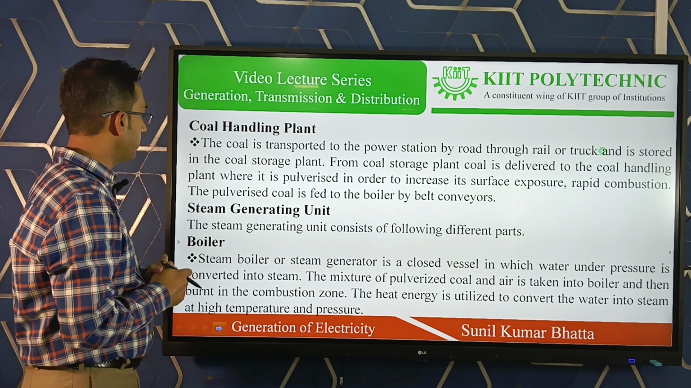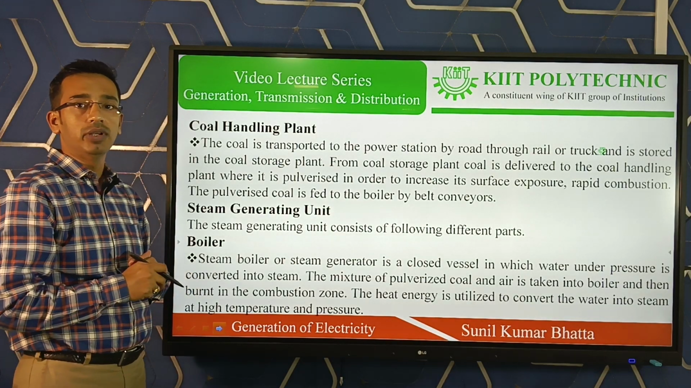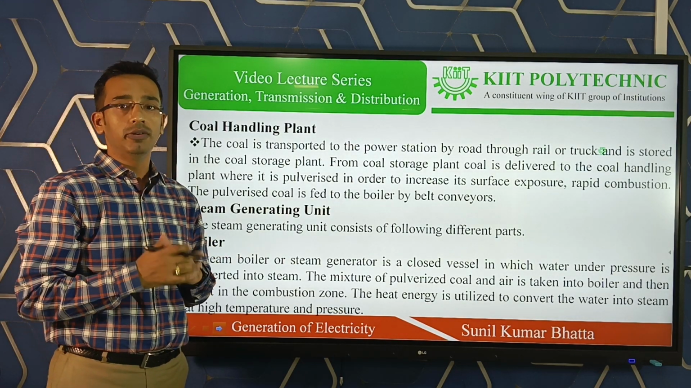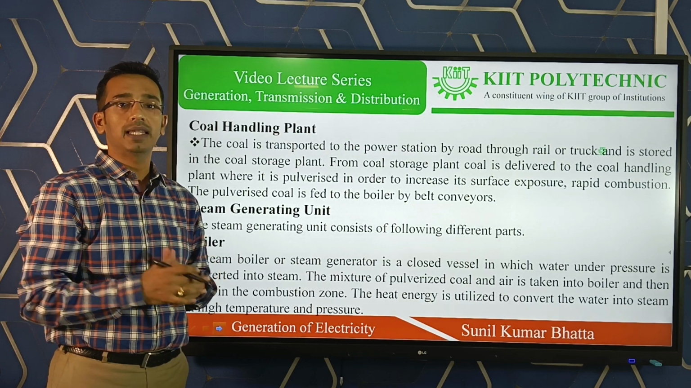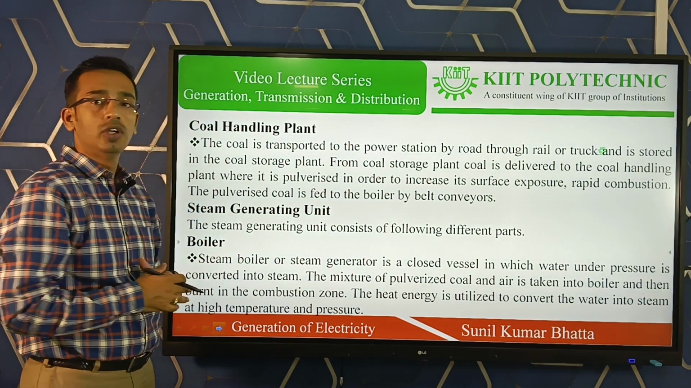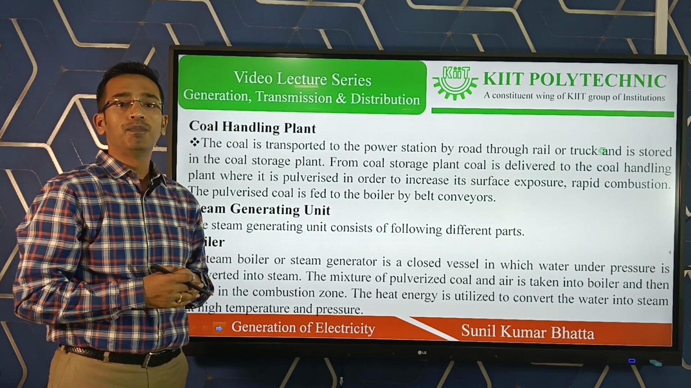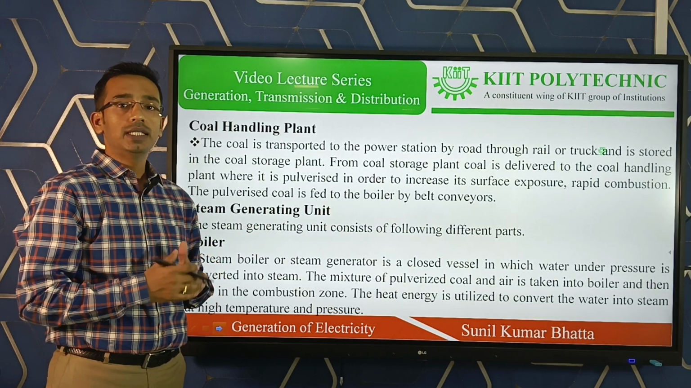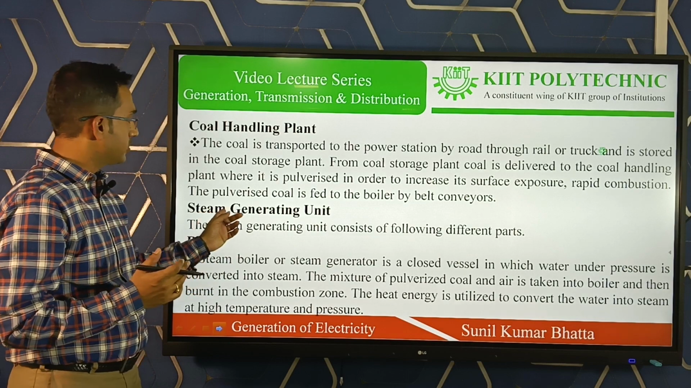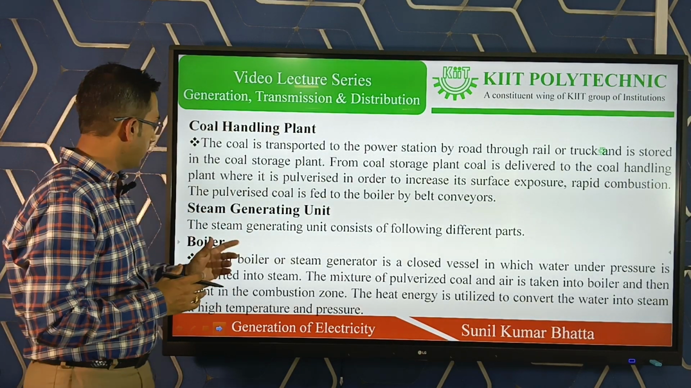So coming to the next part, that is the steam generating unit. In the steam generating unit there are different parts. The first parts are the boiler, air preheater, economizer, and superheater. These are the parts of the steam generating unit. The first part is the boiler.